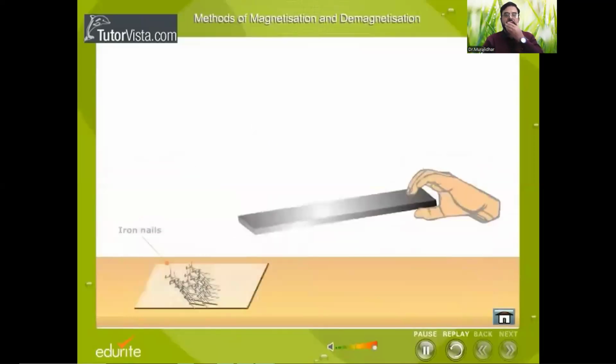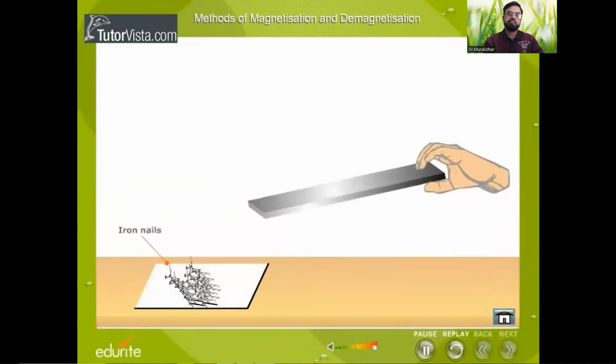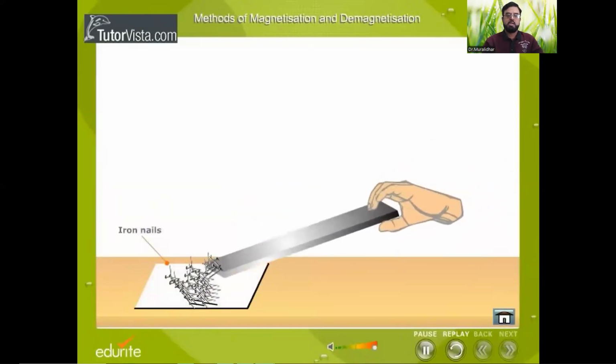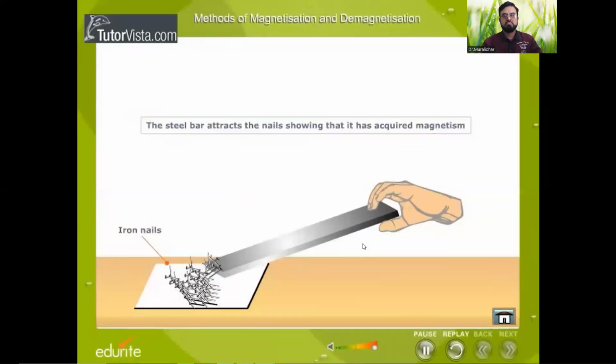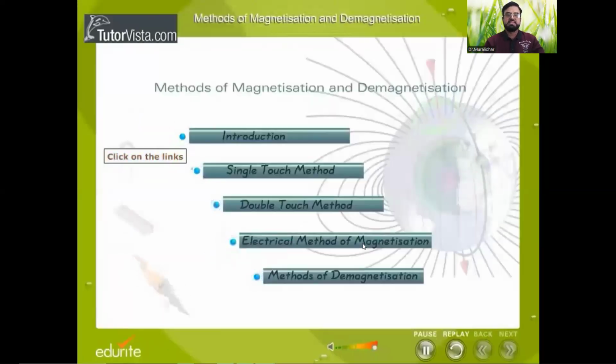Place some iron nails on the table. Now bring the steel bar near the iron nails. The steel bar attracts the nails, showing that it has acquired magnetism. Right? The steel bar is converted.